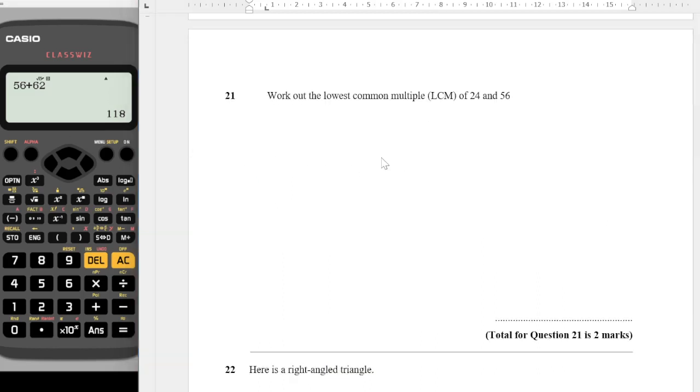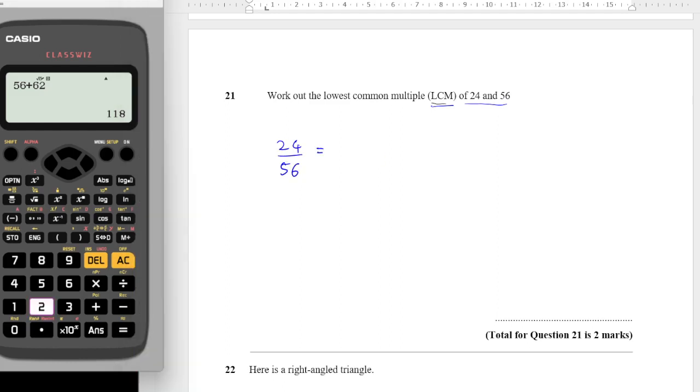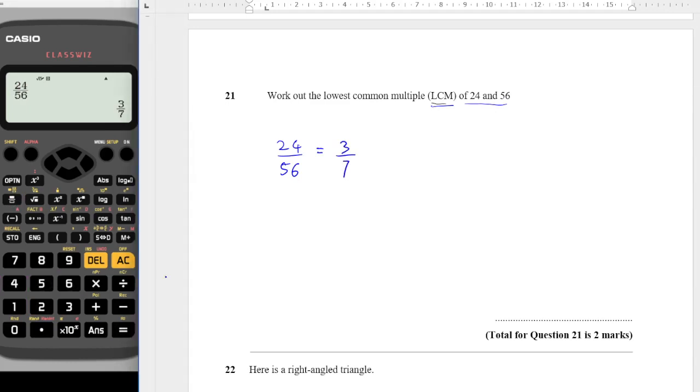Okay, question 21. On a calculator paper, I would tend to do the lowest common multiple differently than on a non-calculator. On a non-calc, I would break it down into its prime factors, and then use a Venn diagram to pair it up. On a calculator paper, I tend to treat it as a fraction, and you will still get the same marks for doing it this way. So 24 over 56 is equal to 3/7, and what it's cancelled down by is the highest common factor.